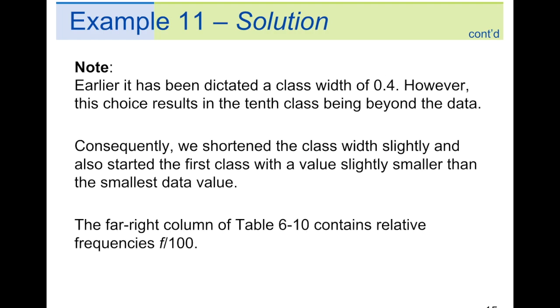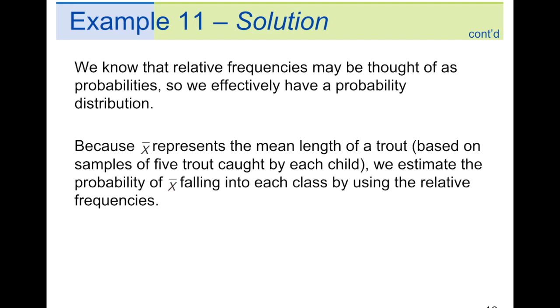Note, earlier it had been dictated a class width of 0.4, however this choice results in the 10th class being beyond the data. Consequently, we shortened the class width slightly and also started the first class with a value slightly smaller than the smallest data value. The far right column of table 6.10 contains relative frequencies, f divided by 100. We know that relative frequencies may be thought of as probabilities, so we effectively have a probability distribution. Because x-bar represents the mean length of a trout, based on samples of 5 trout caught by each child, we estimate the probability of x-bar falling into each class by using the relative frequencies.